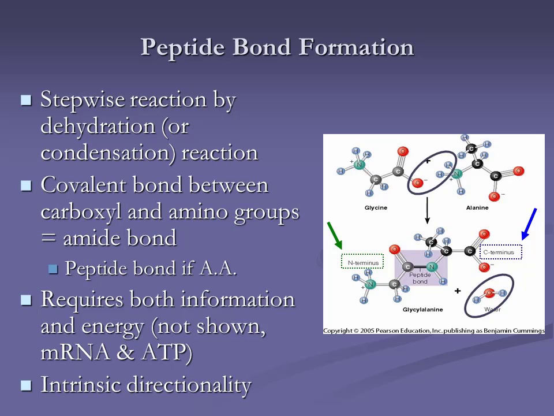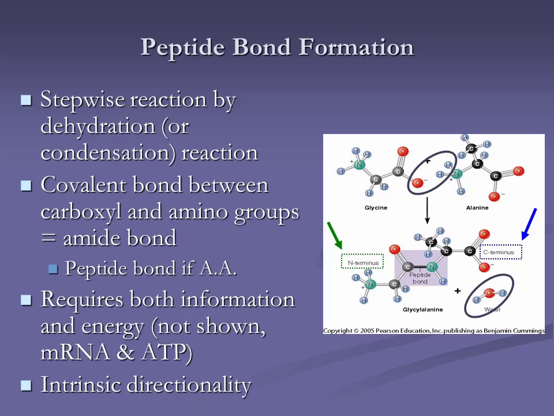Because we take this oxygen off of the carboxyl group and the 2 hydrogens off the amine group, do you see how we're always going to have a directionality? Your protein is always going to have an amino terminus and a carboxy terminus, a positive end and a negative end. And it's always going to be assembled in the same direction. And our genetic code tells us which amino acid is going to come next.